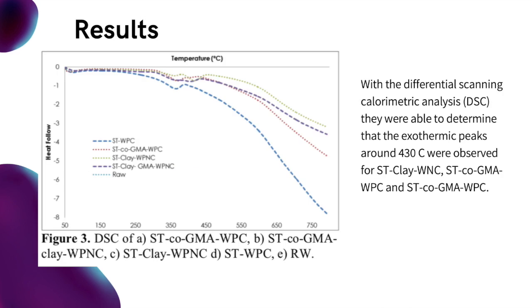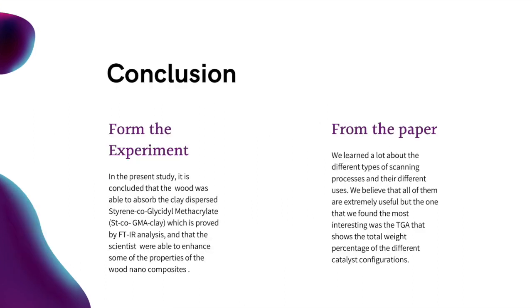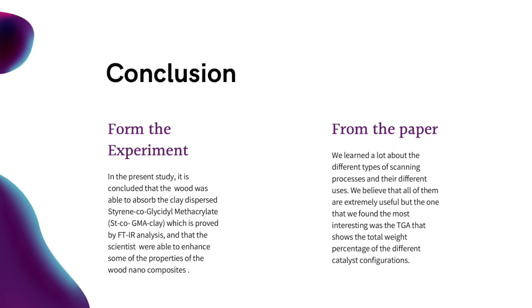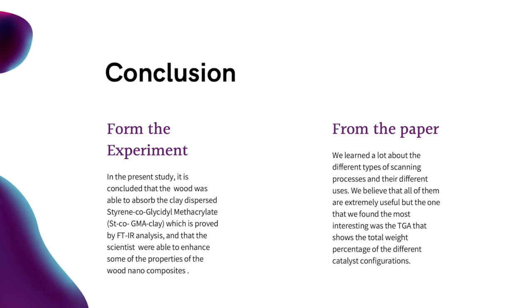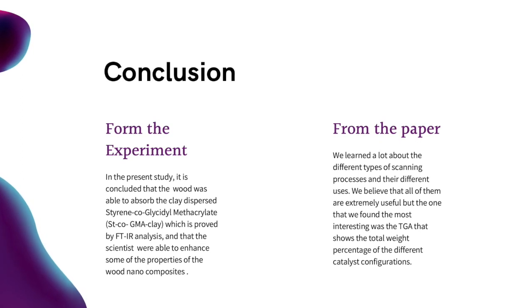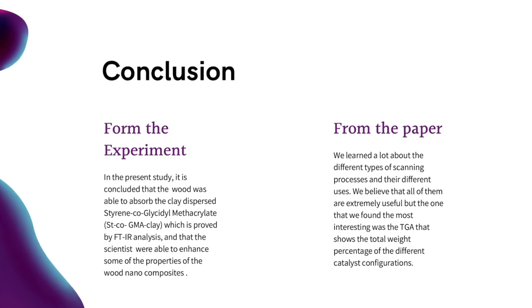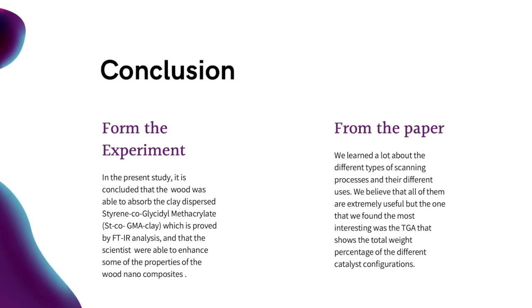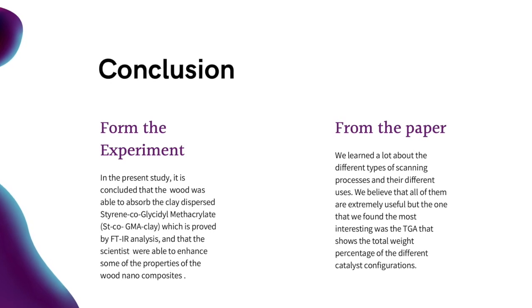And on the DSC scan, we are able to determine that exothermic peaks around 430 degrees Celsius were observed for the ST clay WNC, ST and GMA WPC, and the ST GMA WPC components. From this experiment, we can conclude that the wood was able to absorb the clay dispersed styrene co-glycidyl methacrylate, which is proved by the infrared analysis, and that the scientists were able to enhance some of the properties of the wood nanocomposites, as we saw in the TGA and the DSC analysis.